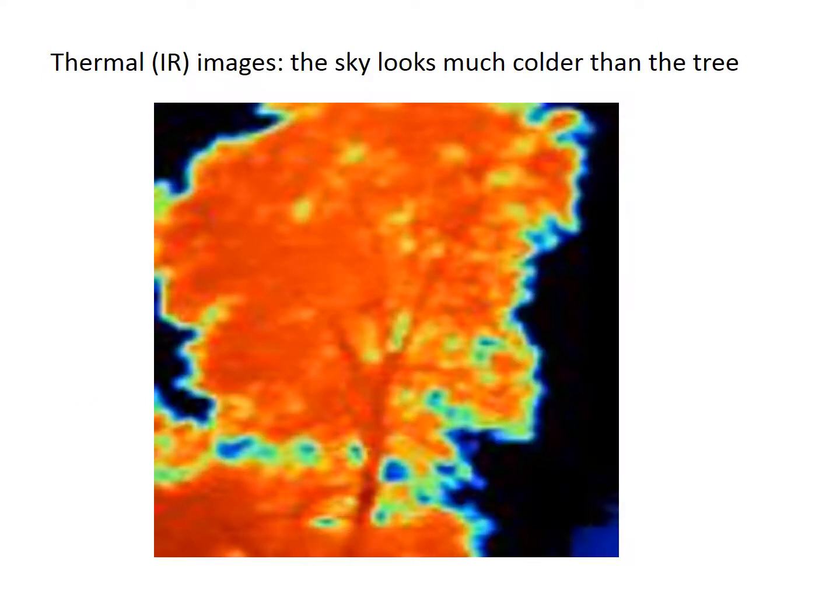This picture is only to show how different the thermal images look. For instance, when we see a tree and we see the sky above, the sky looks much colder than the tree. This tree is close to 0 degrees, and the sky would be around 20 degrees below.